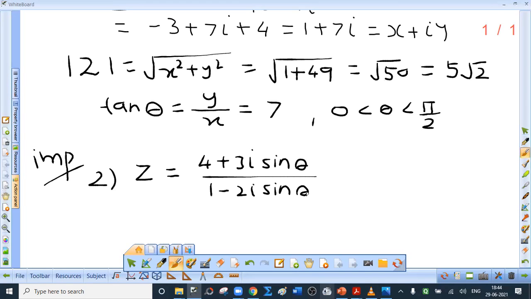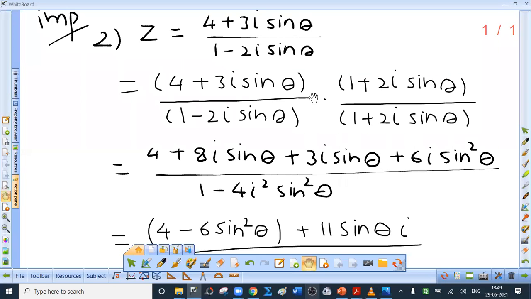Second sum, find real values of theta for which 4 plus 3i sine theta upon 1 minus 2i sine theta is purely real. So the main job is to divide this complex number by 1 minus 2i sine theta. Now how to divide one complex number by another? Multiply numerator and denominator by the complex conjugate of the denominator, which is what? 1 plus 2i sine theta.